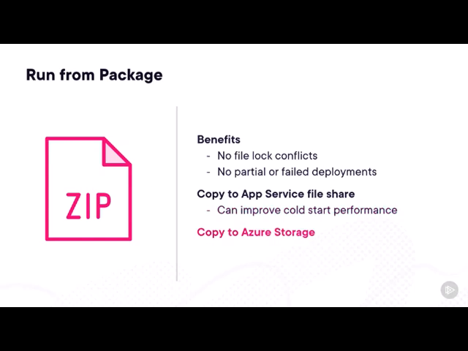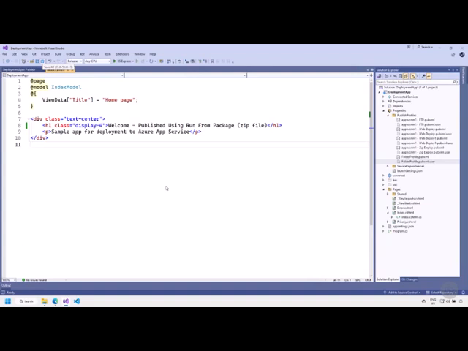The advantage of running the package from an Azure storage account is that the person responsible for copying the zip file to the storage account doesn't require any access to the App Service itself. They just need access to copy the zip file to the storage account. Then the App Service itself has access to mount the zip file from Azure Storage. Let's see how to copy the zip file to the App Service.